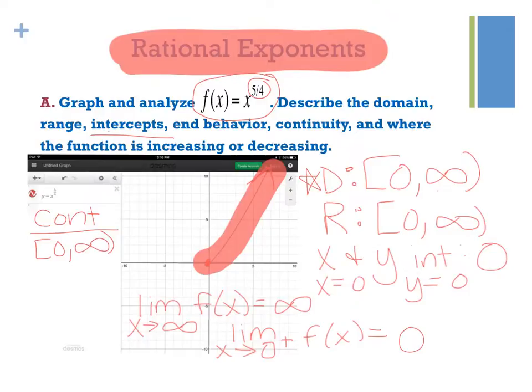Our increasing and decreasing, the function is increasing only. The graph is going upwards here, so if I'm going up and tracing the graph, the y value is increasing, so therefore you are going to have an increasing value from 0 to infinity, not including 0, because the graph is not yet increasing at x equals 0. So we have analyzed this graph. We have a domain, range, intercepts, the end behavior, the continuity, and where the function is increasing and decreasing.